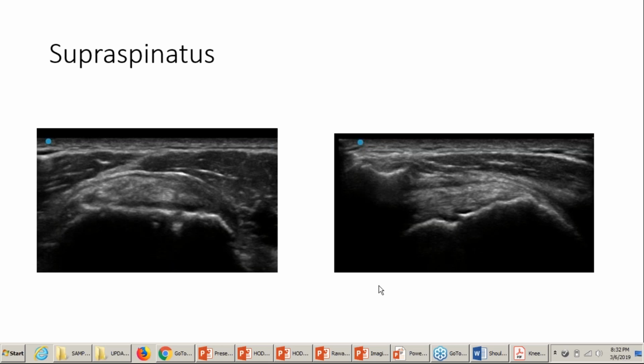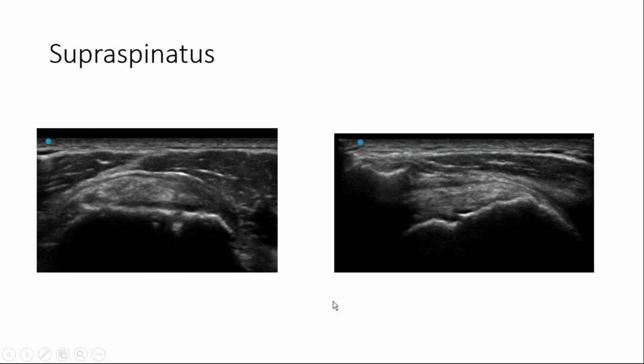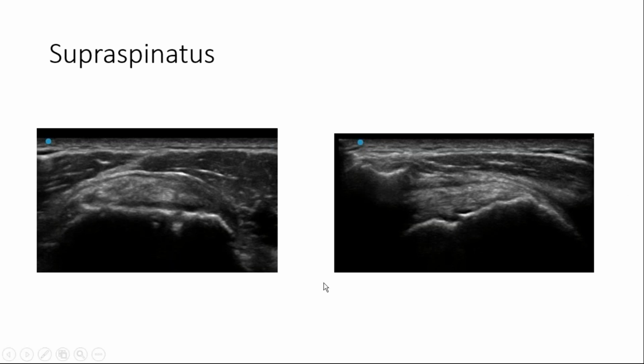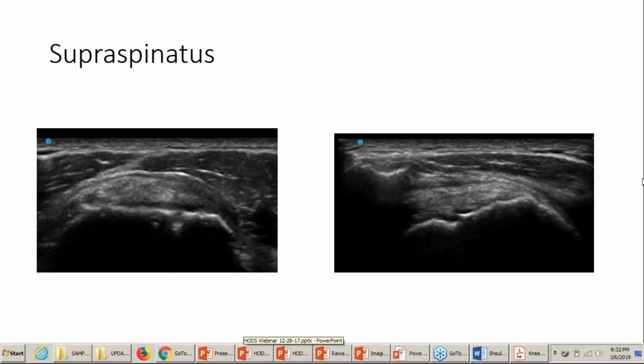Okay, now let's put it together and let's formulate an impression based on what we discussed so far. How do you write this impression for the supraspinatus? Anyone? I think you start by saying there's a loss of fibrillar pattern and a loss of convexity and thickness in the tendon itself, suggestive of a partial tear.